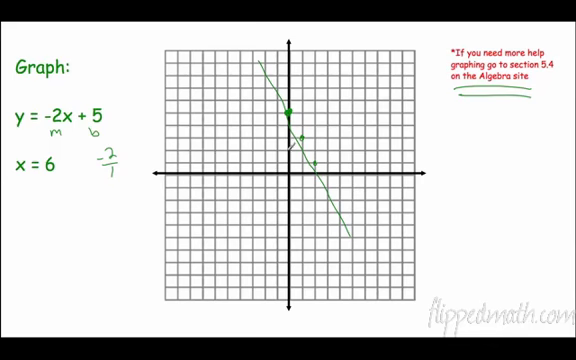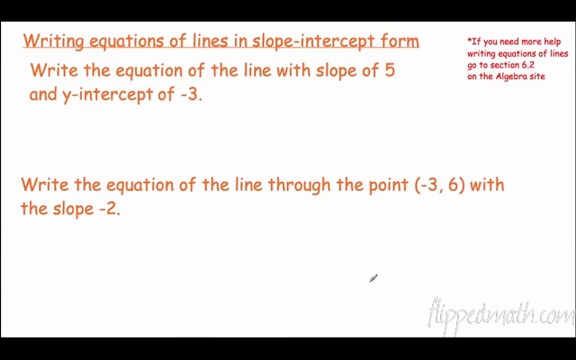X is 6, so I go to x is 6. 1, 2, 3, 4, 5, 6, and x is always 6. X is never anything else, so that is an undefined line, a vertical line at 6. Okay? That's graphing lines. And now in the same exact section, we're going to do the opposite. We're going to write the equations of the line. So remember, the form that you really need is y equals mx plus b.